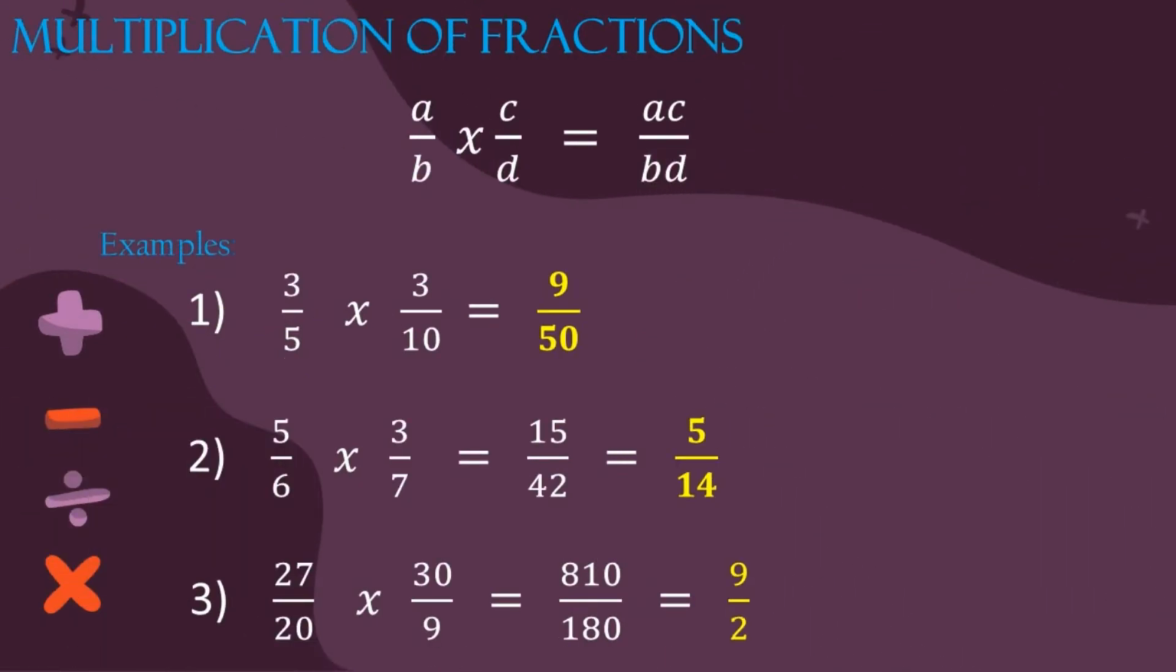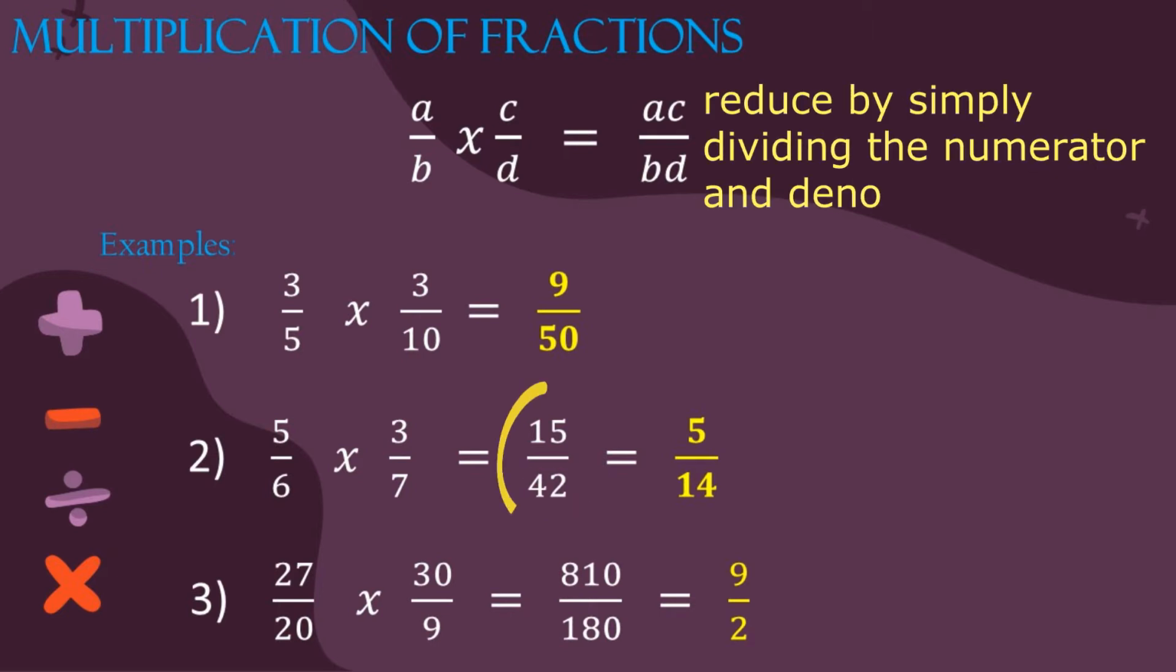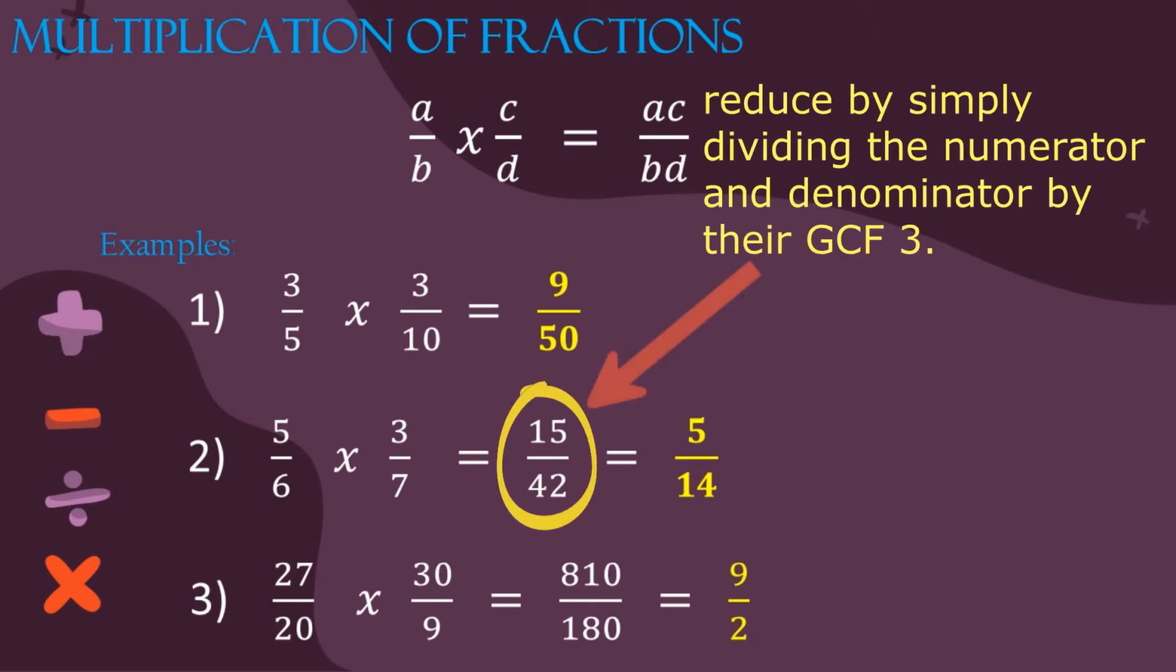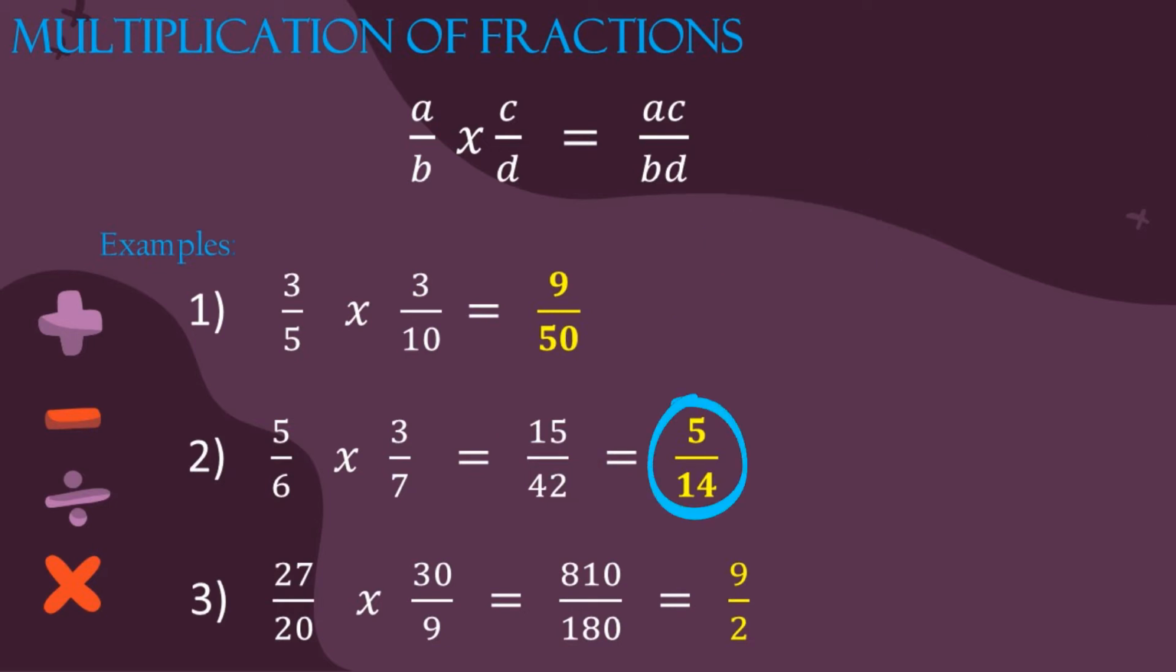Example number 2. The given is 5 over 6 times 3 over 7. Applying the steps, multiply the numerator by the numerator, we have 5 times 3 equals 15. And denominator by the denominator, we have 6 times 7 equals 42. Reduce if possible, we have 15 over 42 will become 5 over 14.